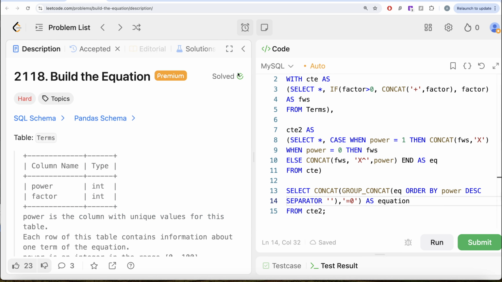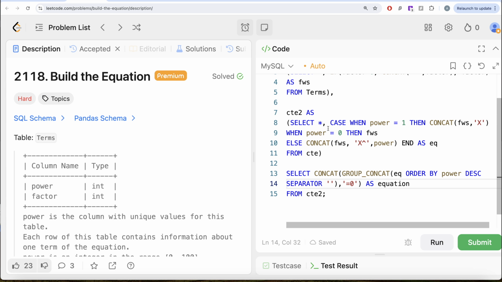What we basically had to do was, firstly, assign the plus or minus signs based on the value of the factor. Once we had the factor with sign, then based on certain conditions, when we need to use the x to the power, when we do not, etc., we use the case when statements. Once we have that, then we group concatenate the values in different rows of a column called EQ that we created, ordered by power in decreasing order, and there should not be any separator. And then once we have the LHS, we concatenated the LHS with the RHS, and RHS should be equal to 0, and we got the final output. So that's how we do it.